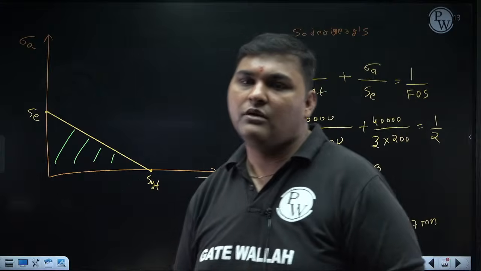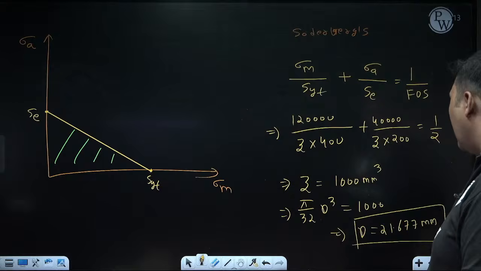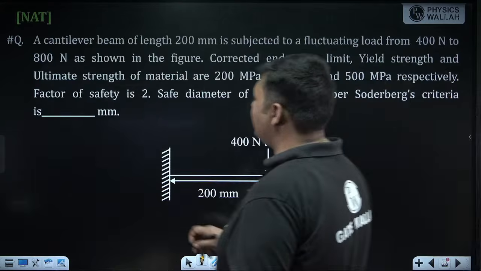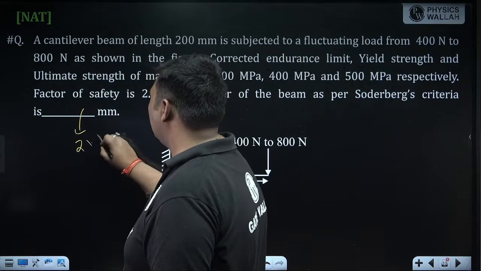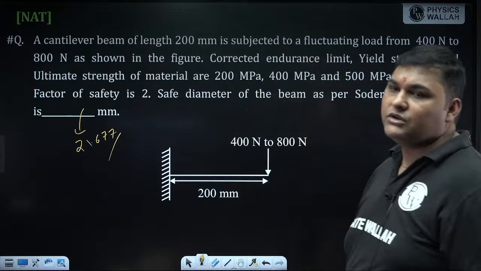Very, very good. All are correct. So for this beam, safe diameter as per Soderberg criteria with factor of safety 2 is coming 21.677 mm. Clear? So this is the correct answer for this question. Very good.